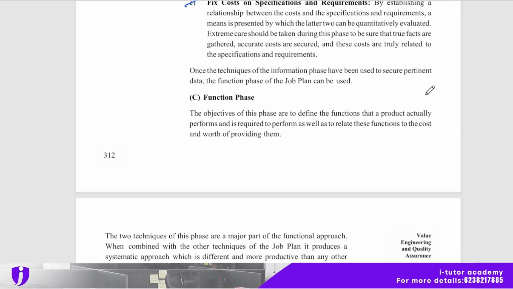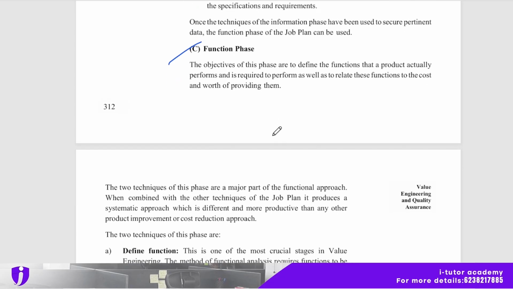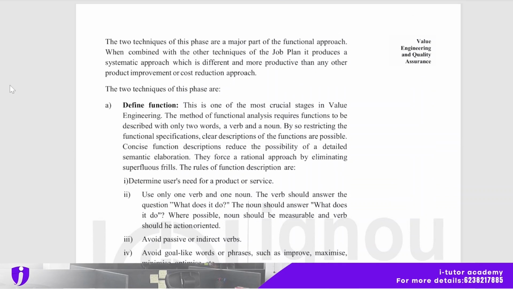Once the techniques of the information phase have been used to secure pertinent data, the function phase of the job plan can be used. That is the functional phase. The objective of this phase is to define the function that a product actually performs and is required to perform, as well as to relate these functions to the cost and worth of providing them. The two techniques of this phase are a major part of the functional approach, and when combined with the other techniques of the job plan, they produce a systematic approach which is different and more productive than any other product improvement or cost reduction approach.